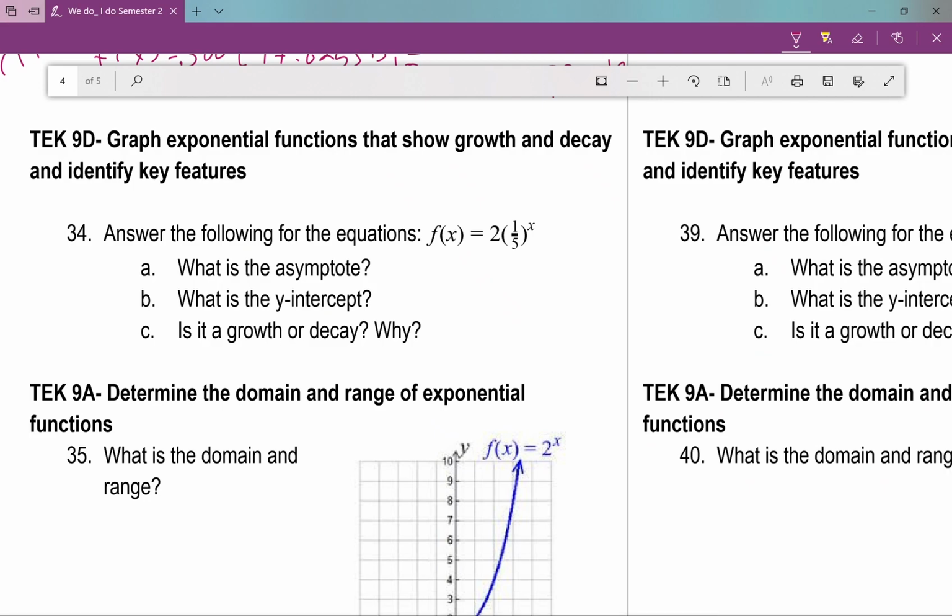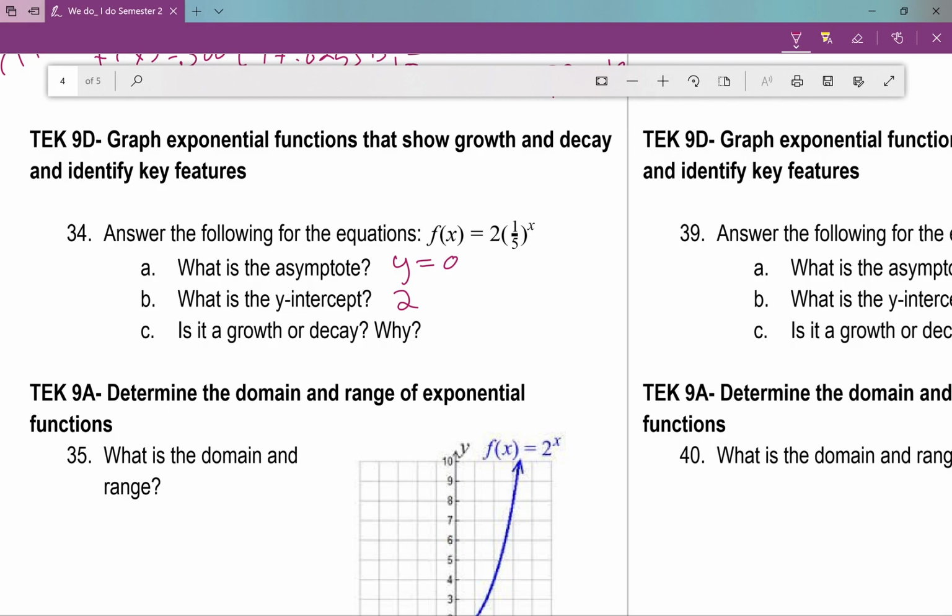Number 34 says, answer the following for the equation f of x equals 2 times 1/5 to the power of x. So this is asking, what is the asymptote? Remember, the asymptote is always the same, always. And it's always y equals 0, no matter what. B says, what is the y-intercept? Remember, another name for the y-intercept is the initial value, and we know that the initial value is always a. So in this case, our a value is 2, so our y-intercept is 2.